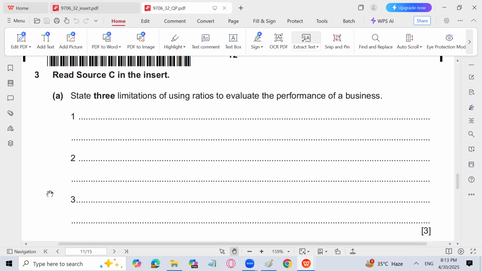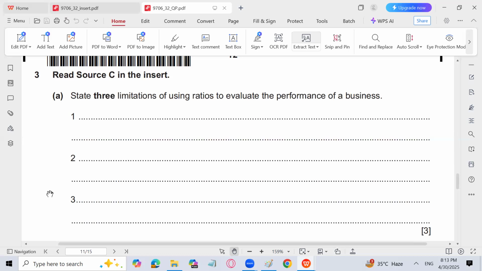First limitation is this, that ratios are based on historic data, right? It is based on past data. So it does not tell anything about the future. It predicts things based on the historic data, so it does not give us any information about the future.